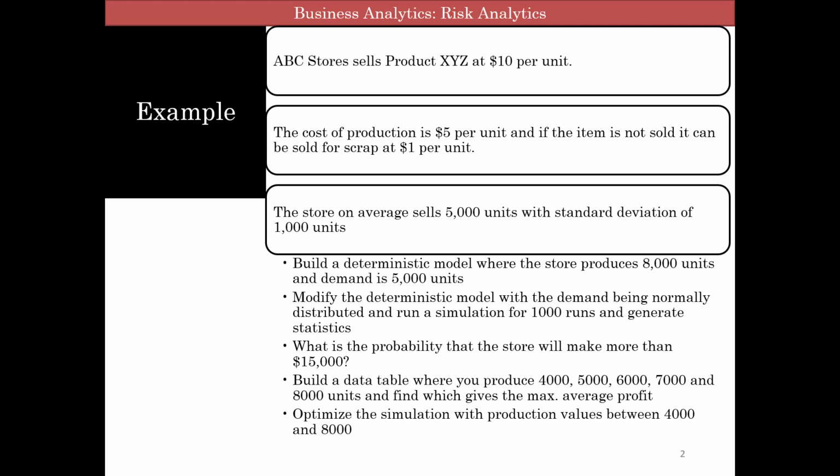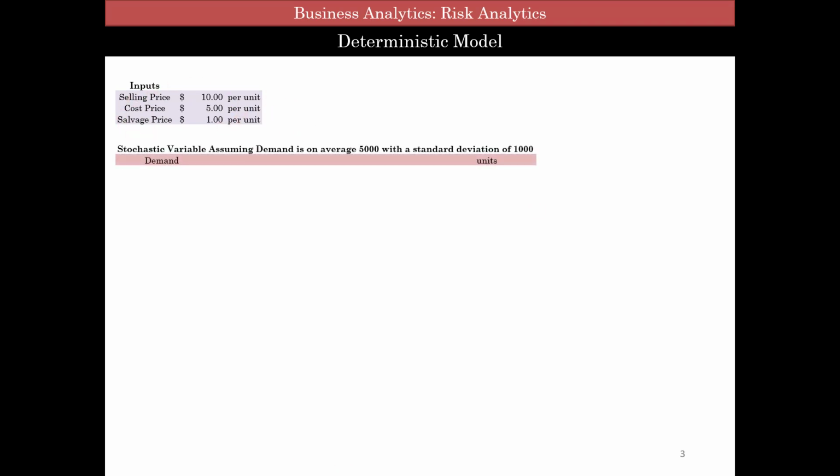So let's start with the deterministic model. For the deterministic model, first we look at the inputs. The inputs we have are selling price, cost price, and salvage price, which are given to you. Your demand is an estimate. So the stochastic variable is an estimate with a mean and standard deviation. For the deterministic model, we are going to assume this is 5,000. The decision variable is how much you need to produce.